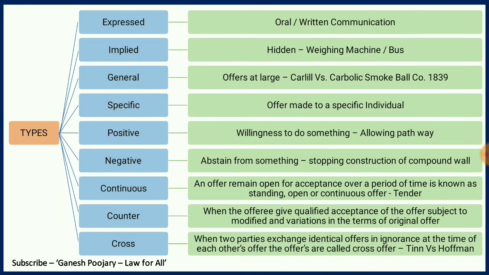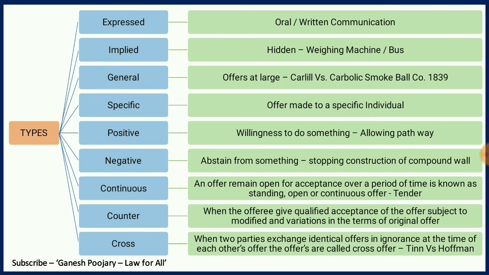The third type of offer is general offer, which are offers made at large or offers made to the general public. For this, you need to refer to the case law of Carlill versus Carbolic Smoke Ball Company, which is a very interesting case. The fact of the case is, there was a medicine manufacturing company by name Carbolic Smoke Ball Company who were manufacturing a medicine by name Carbolic Smoke Ball for the prevention of influenza. Now they put an advertisement in the newspaper saying that whoever uses this carbolic smoke ball will not get infected by influenza if they use it according to the prescription given in the advertisement. They also say that they will give £1,000 if somebody gets infected even after following the prescription and using this medicine.